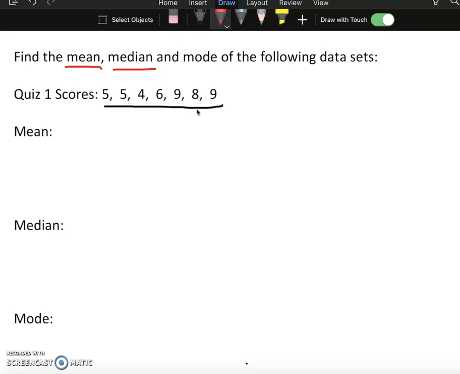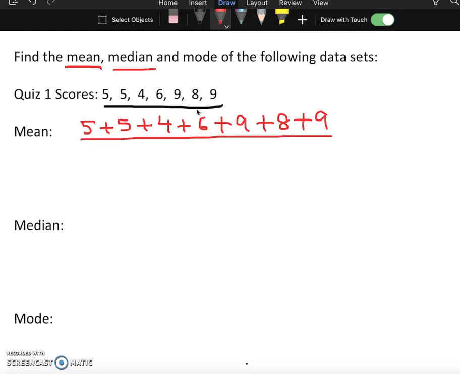Find the mean. So basically we're going to add all of them: 5 plus 5 plus 4 plus 6 plus 9 plus 8 plus 9. And earlier we said, well, we just divide by how many numbers there are. 1, 2, 3, 4, 5, 6, 7 numbers. Divide by 7.